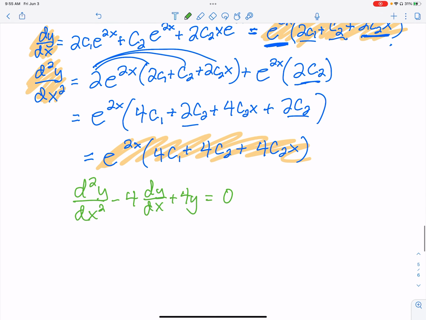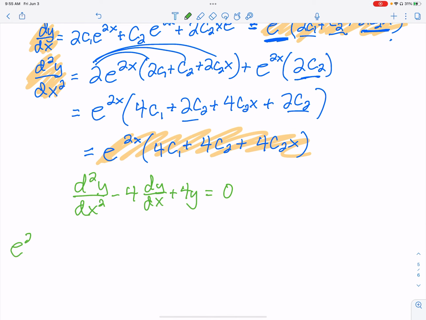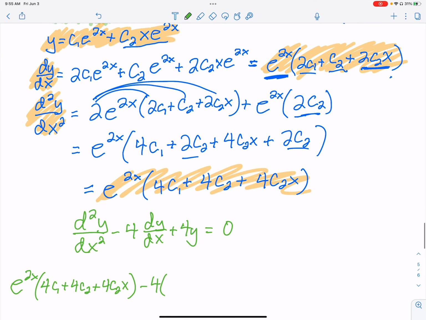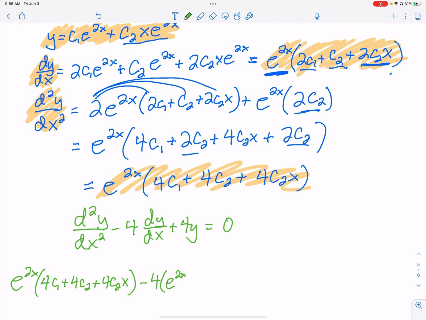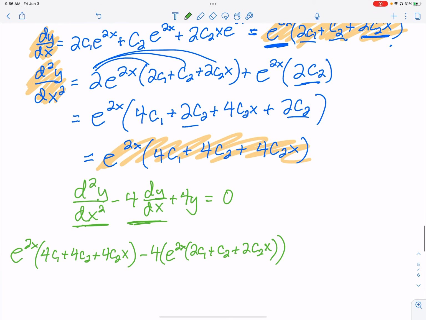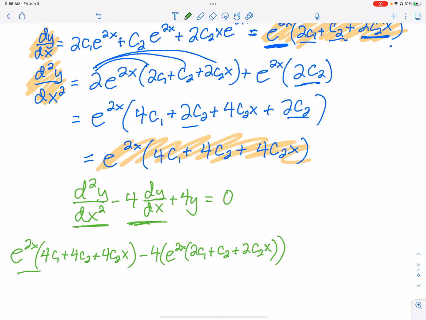Okay, so the second derivative, we got e to the 2x times 4c1 plus 4c2 plus 4c2x, minus 4 times the first derivative. So we got e to the 2x times 2c1 plus c2 plus 2c2x. Okay, that was the second, that's right here. So I'm going to underline these so it's clear where they're going. This was plugging in that first derivative.